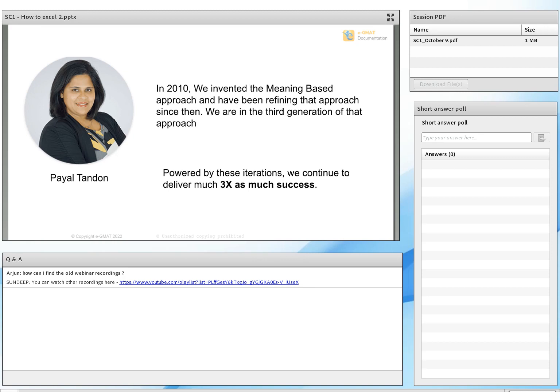And even now, we continue to refine this approach. What you saw in this session is a third generation of that approach. If you look at our responses in 2010, they used the meaning-based approach, but they weren't as systematic as they are today.